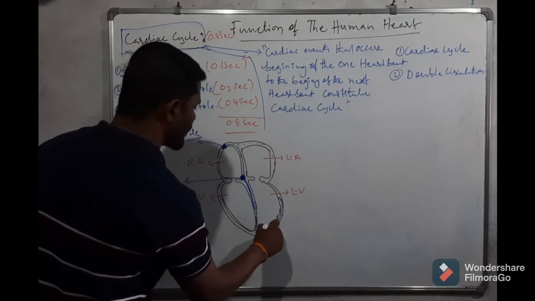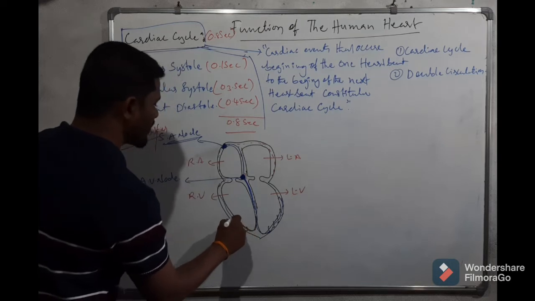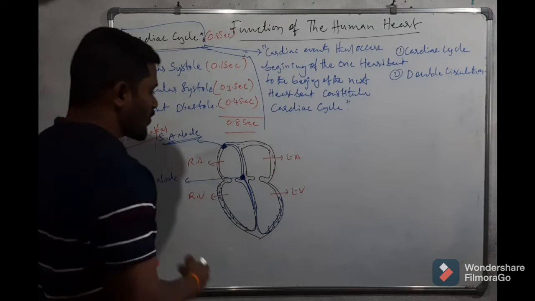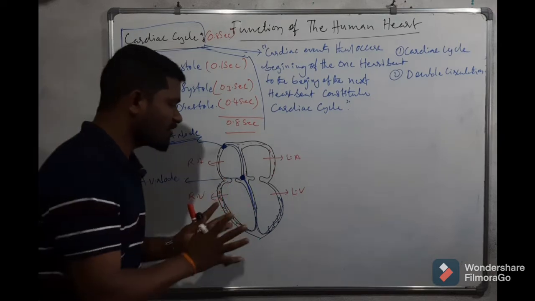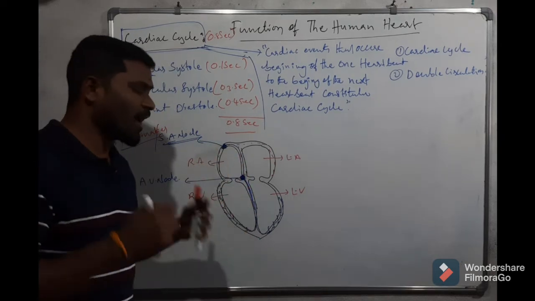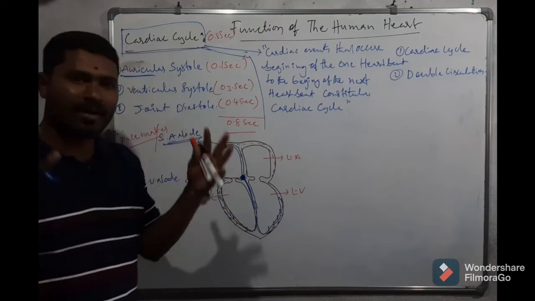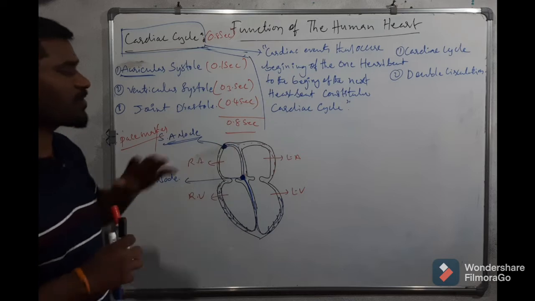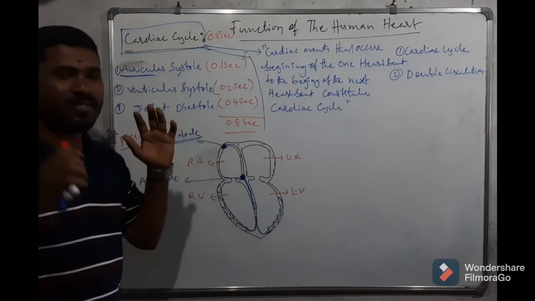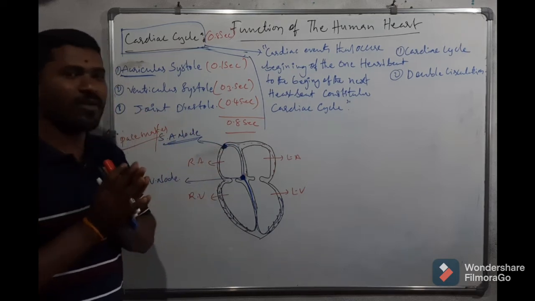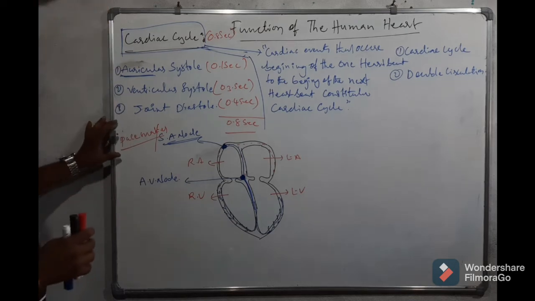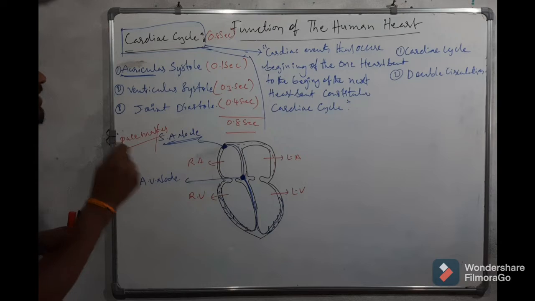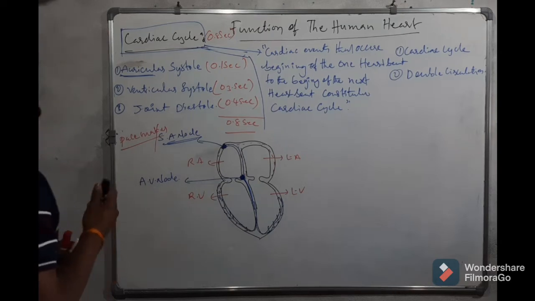The action potential passes into the walls of the ventricles through the Purkinje fibers, these branches. When it spreads into the walls of the ventricles, the ventricles also contract, that is, undergo systole. By this process the auricles and ventricles function. This is about the electricity generated by the SA node. We will see each step one by one.